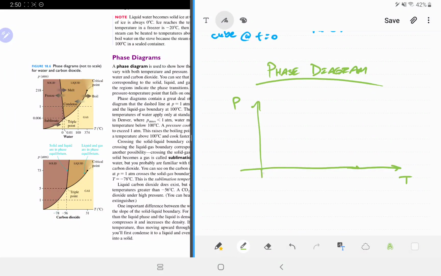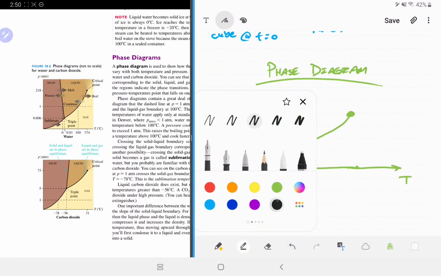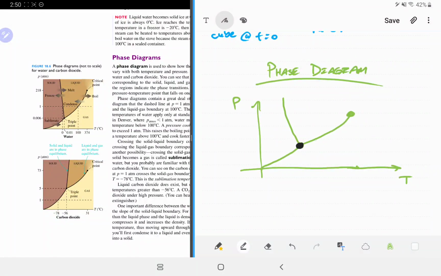Water looks like this. Now there's two special points that I want to talk about for these phase diagrams. It's the two points in black, that one and that one. So those have special names.